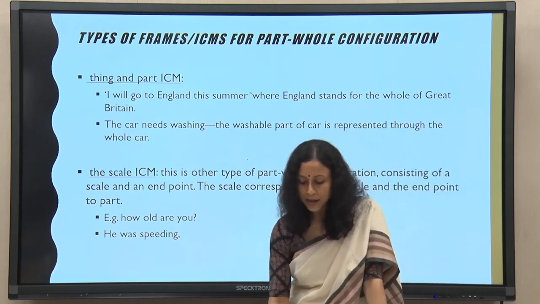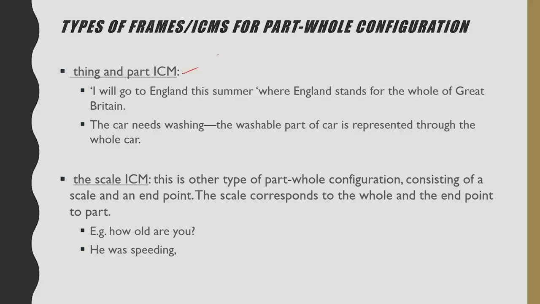So, what are the kinds of frames that get utilized for this kind of configuration? One is the thing and part ICM. These are the theories that have been given, that there is one type which is thing and part. So, England stands for the whole of Great Britain. So, this is one bigger thing that is comprised of smaller parts. Similarly, the car needs washing.